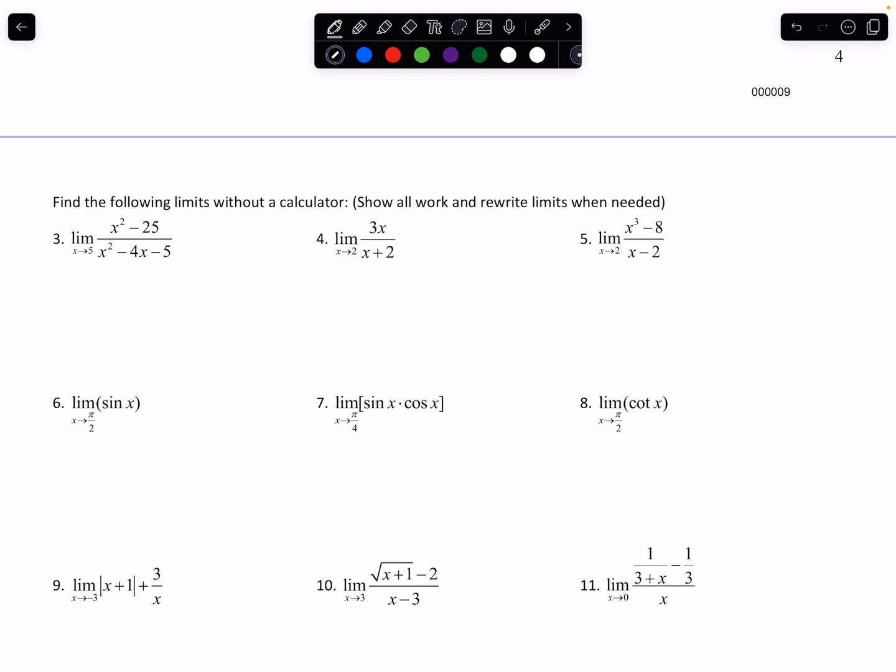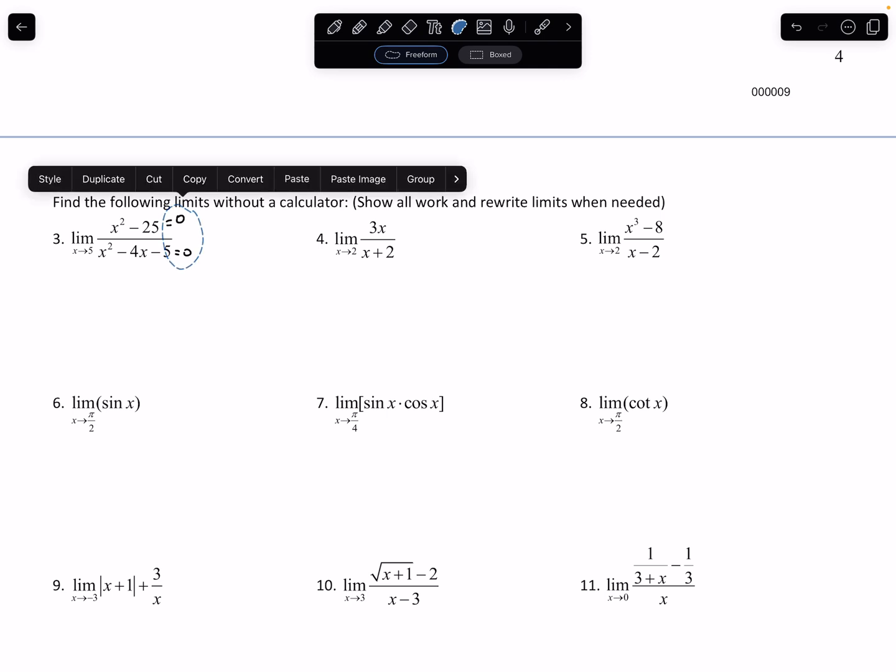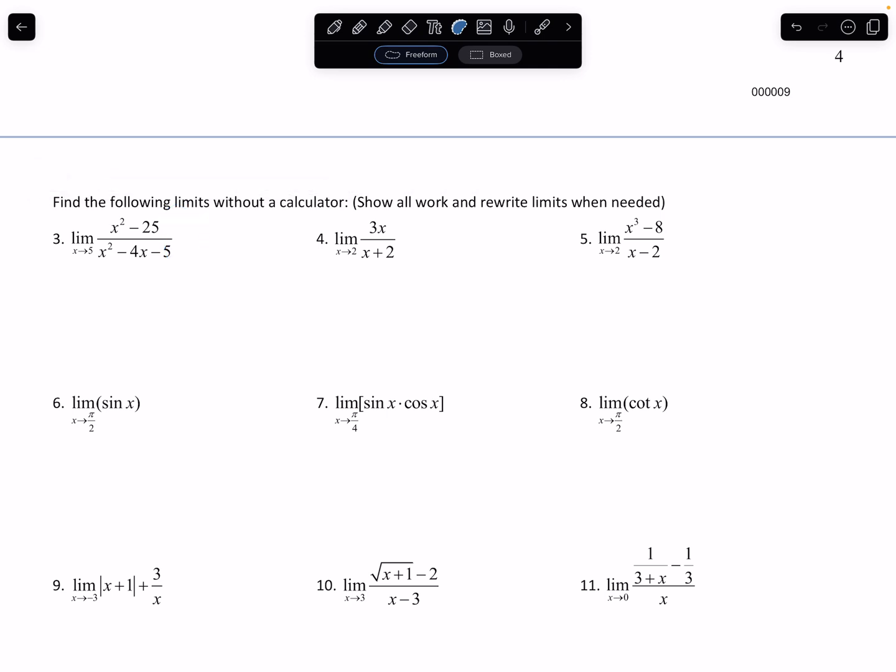So for question number 3 here, we want to find the limit as x approaches 5. And if we notice, if I plug in 5 in the numerator, 25 minus 25 is 0, and the bottom's also going to give us 0. But the AP does not like that. So instead, this is what we're going to do. We're going to rewrite it.